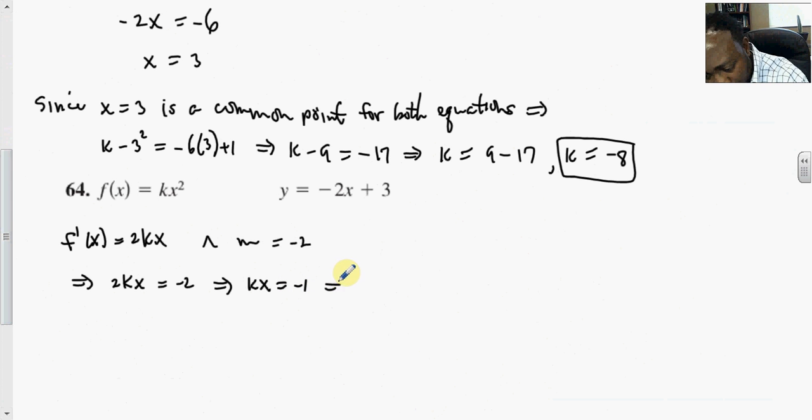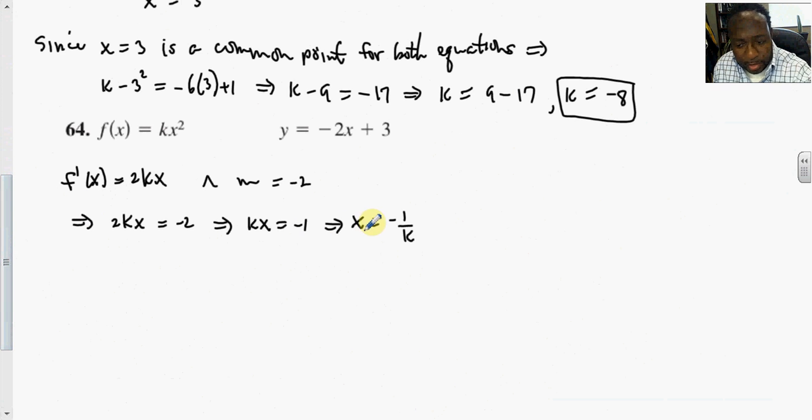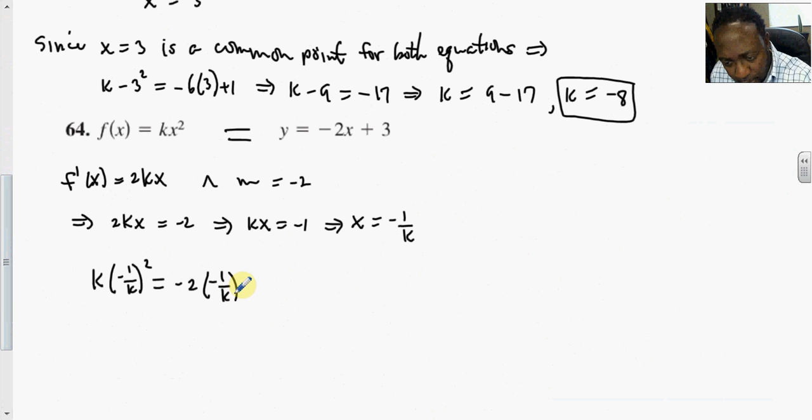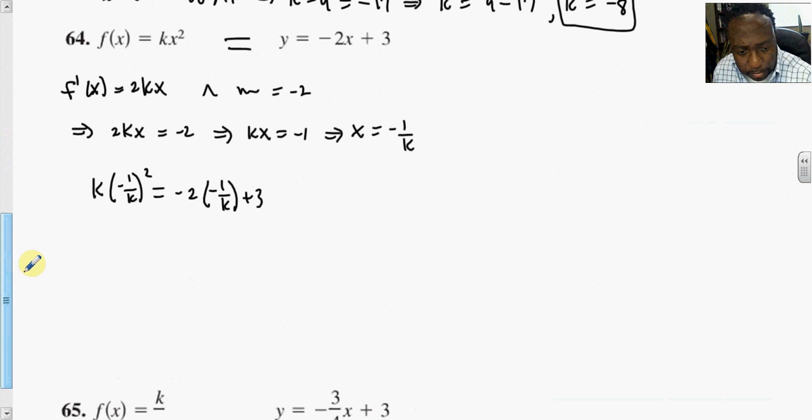But I'm going to go a little bit further. I'm going to go ahead and solve for x. X is equal to -1 over k. And it's at this point, x equal to -1 over k, that the function and the line would share a common value. So I'm going to replace now x with -1 over k, set the two equations equal. So I get k times x squared, but x squared is -1 over k squared. That's equal to -2 times x, but x is said to be -1 over k, plus 3. Simplify there, get the value for k, and you get the answer.